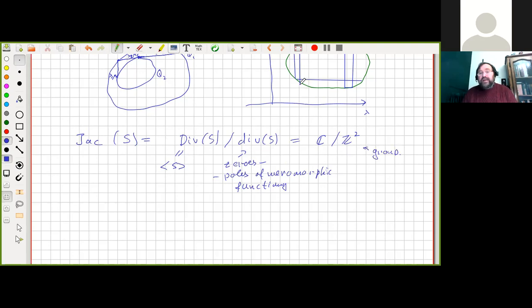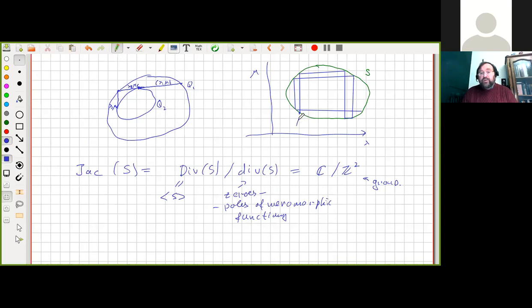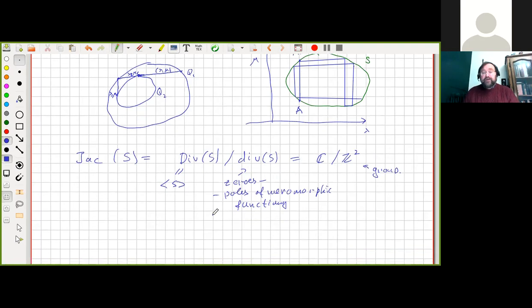And on this group, it's very easy to figure out what the evolution is, because what happens if you start with a point A? Now the next point is a point A1. And what can we say about that A plus A1? Let's take here the point lambda A.